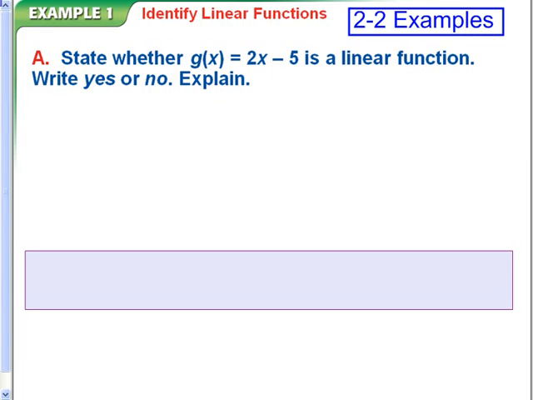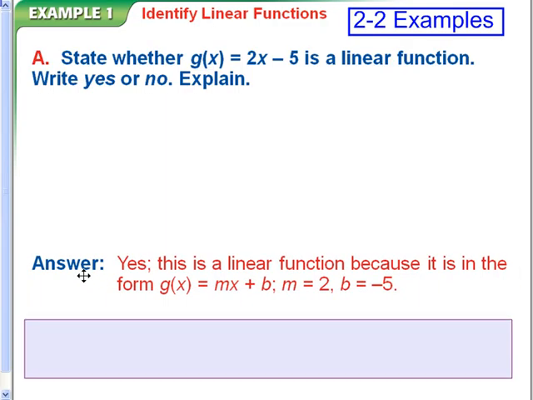So, looking at some of the examples. Example 1a. Is this g of x a linear function? Well, we know it's a linear function if it can be written in the form of y equals mx plus b. And because it can be, it is a linear function, because 2 is in the place of m, and negative 5 is in the place of b.